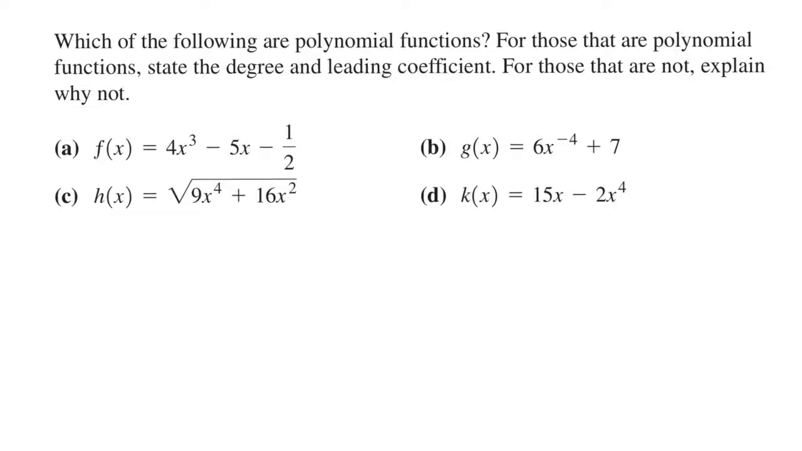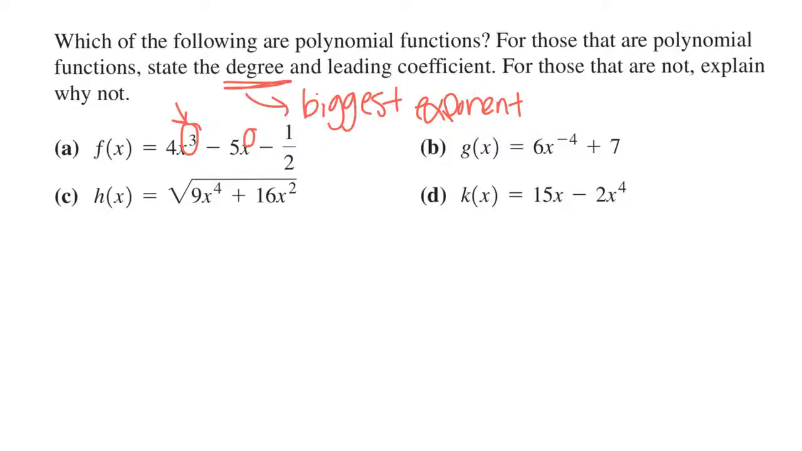We notice all of the exponents here are positive and they're not fractions. My first exponent right here is a 3. So we look for the biggest exponent. That's what tells us the degree. So the degree is the biggest exponent. And just because I have a fraction in a, that doesn't mean anything because it's not in the exponent. So a is a polynomial function of degree 3.